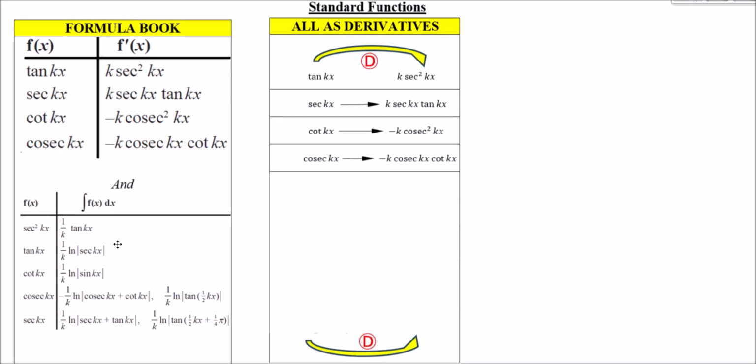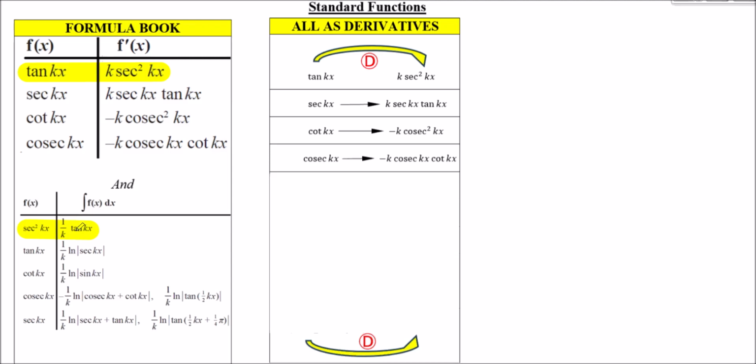Next, we've got a table in the formula book of integrals. So we want these as derivatives. This first one here at the top, let's just focus on this. We're saying that if we integrate sec squared, we get 1 over k tan kx. But this here in yellow is the exact equivalent of this line here. What this is saying is, if we differentiate tan kx, we get k sec squared kx. Therefore, going the other way, if we were to integrate k times sec squared kx, we get tan kx. But if we just wanted to integrate sec squared without the k attached, we have to divide through by k. So then we get sec squared kx integrates to 1 over k tan kx.